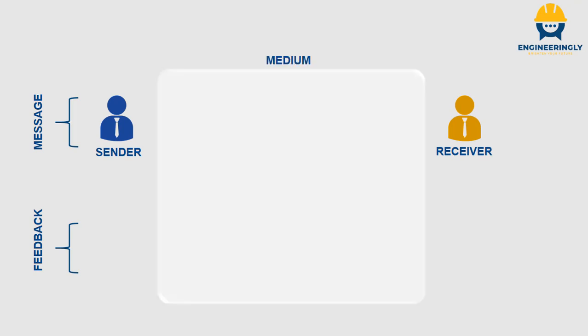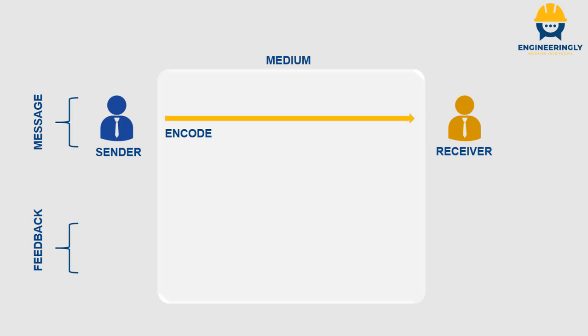There are two things in the basic communication model. Number one is sending the message. Number two is receiving the feedback. In sending the message, the first person is the sender, who sends out the information. The person on the other end is the receiver. Next, there is a medium for exchanging information. The sender encodes a message in the medium and sends it to the receiver.